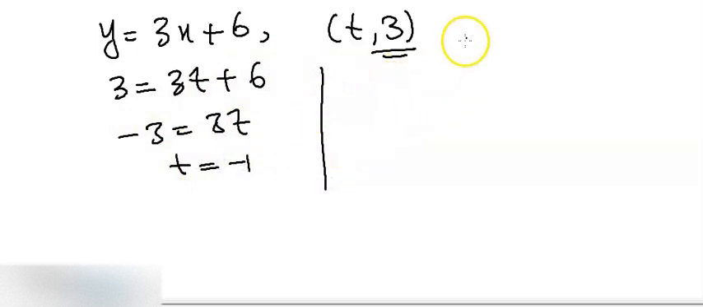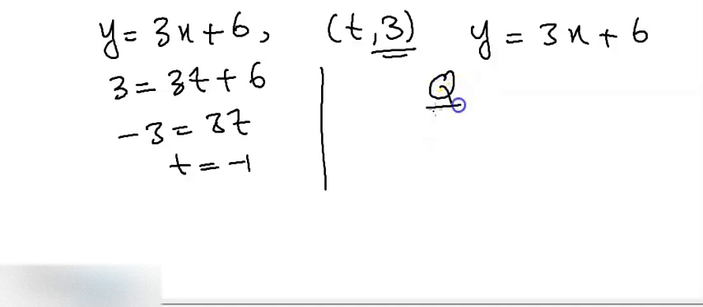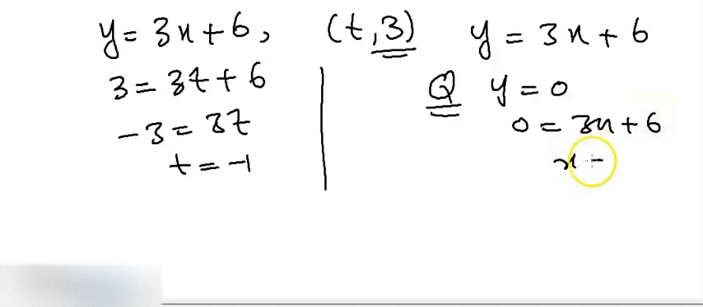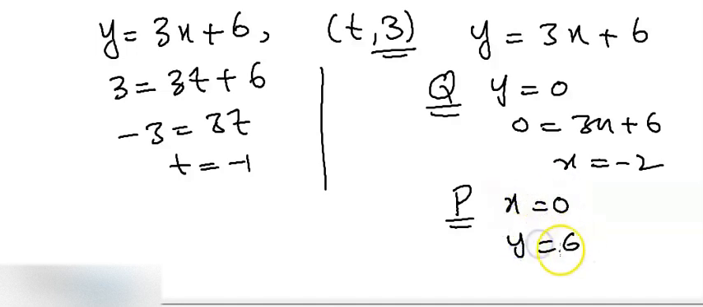Now if this same line is meeting the x-axis at some point, let's say Q, what is that point? Since we are interested in a point on the x-axis, y must be 0. When you set y to 0, you get x equal to minus 2. I want to find point P such that the line cuts the y-axis at that point. Since I need a point on the y-axis, x must be 0, and this way y is 6. So 0 comma 6 is point P, and minus 2 comma 0 is point Q.